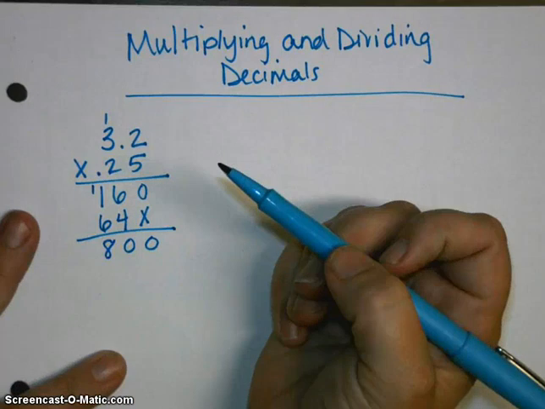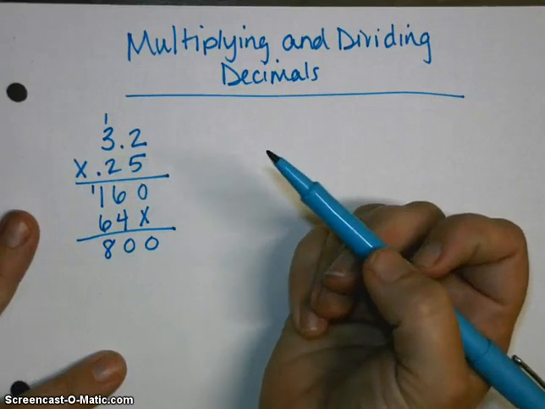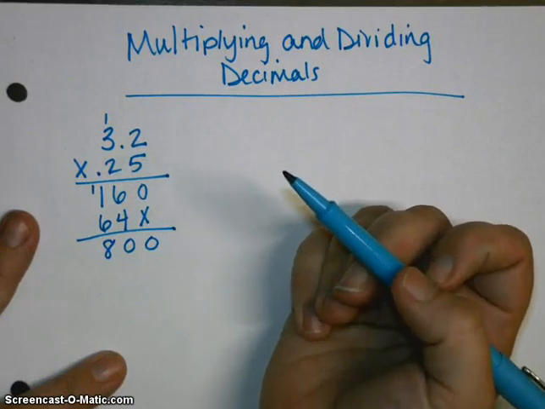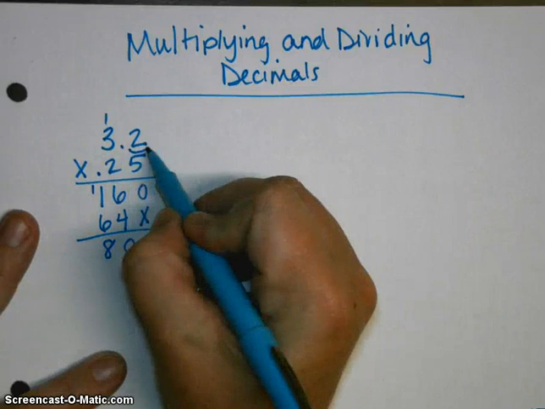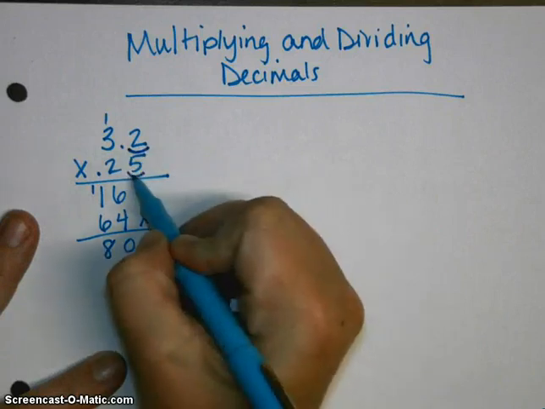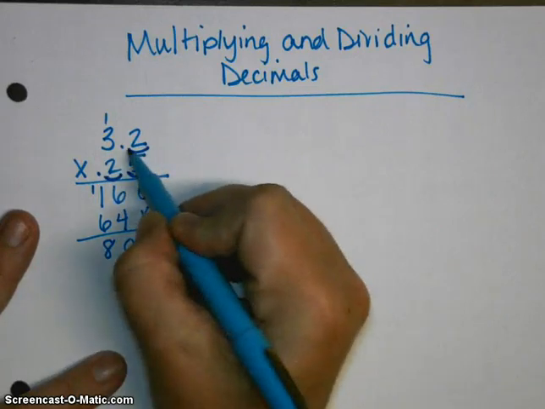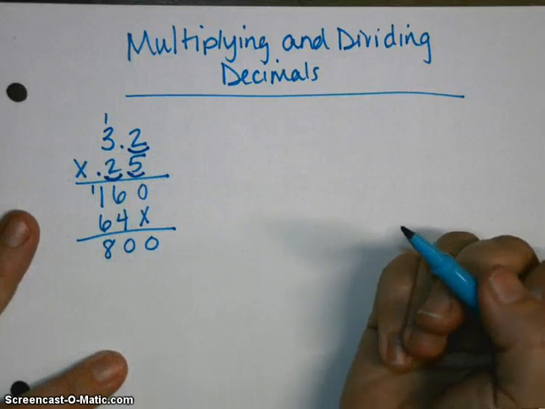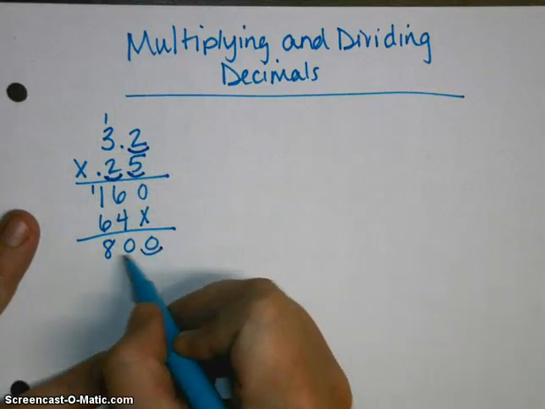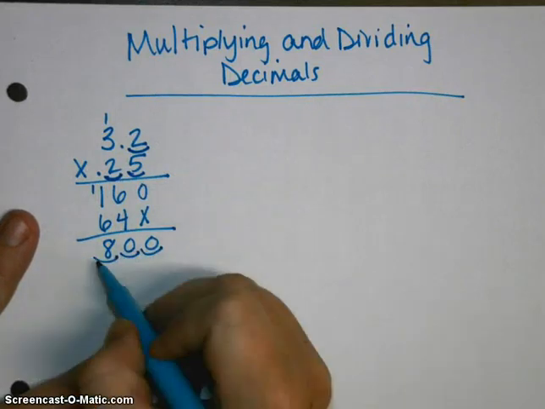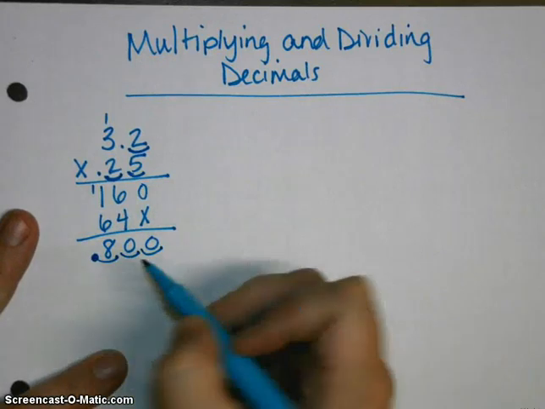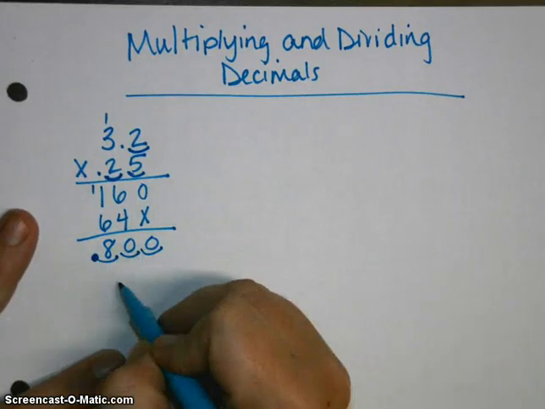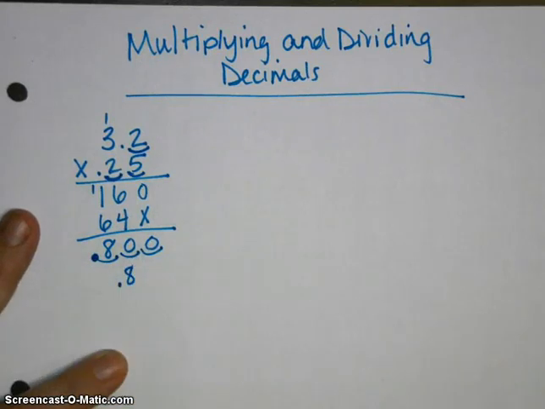Then I count how many numbers are behind my decimal in the problem. I have 1 here, 1 here, and 1 here. So I have a total of 1, 2, 3 numbers behind the decimal in the problem, which means I'm going to have a total of 1, 2, 3 numbers behind the decimal in my answer. So my answer is 0.800, which I can also write as 0.8.